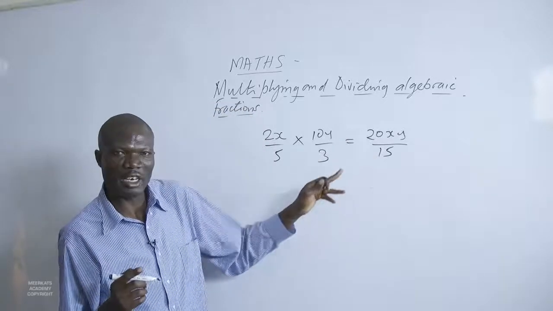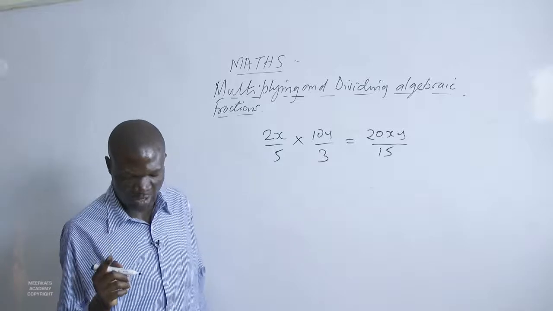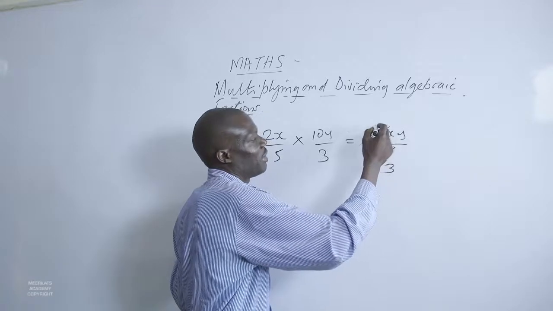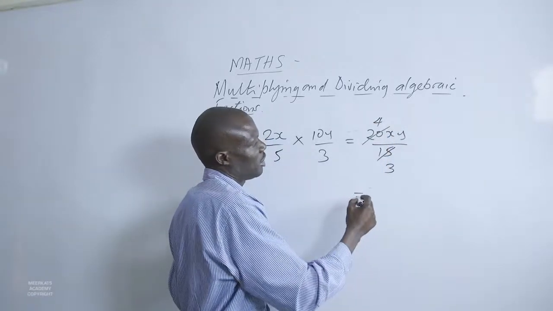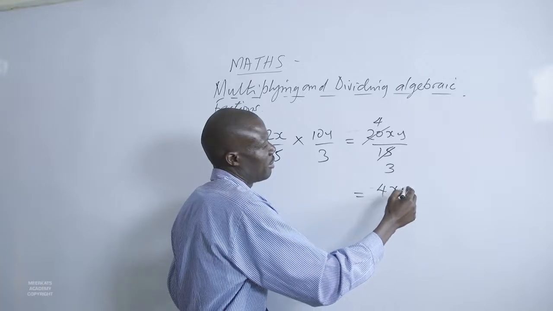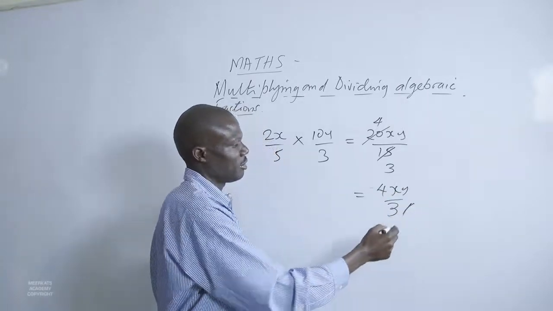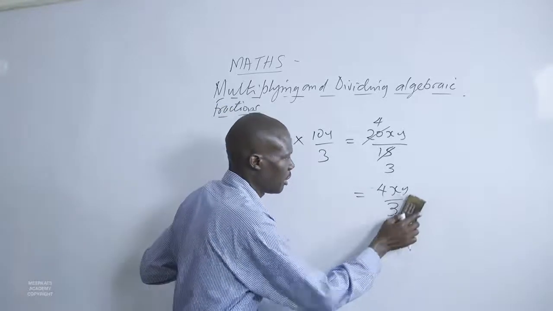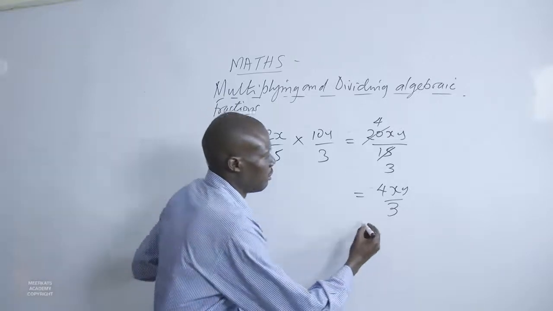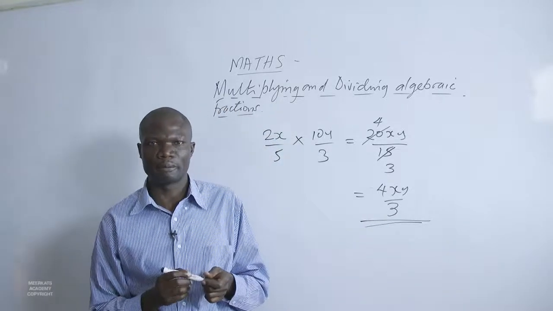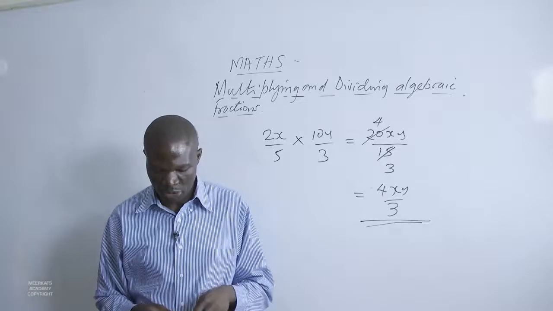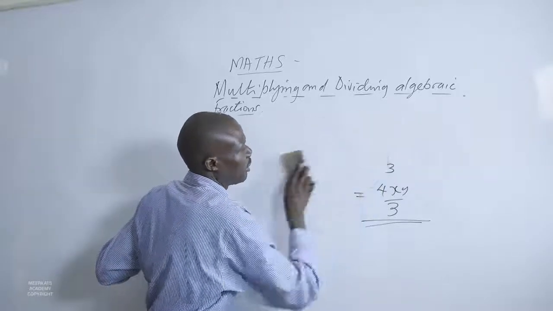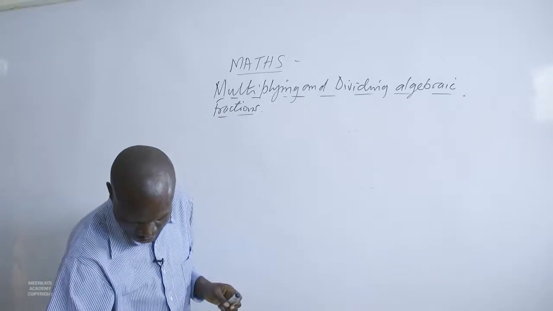Take note that 20 and 15 have a common factor of 5. So 20 divided by 5 is 4, and 15 divided by 5 is 3. So this gives us 4xy over 3. This is our answer: 4xy over 3. So that is the first rule we shall need to observe. The second rule is about this reciprocal issue.